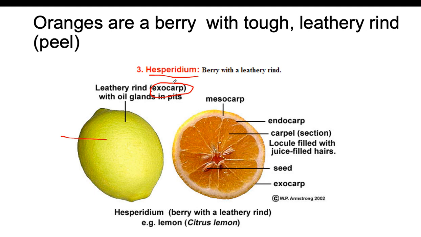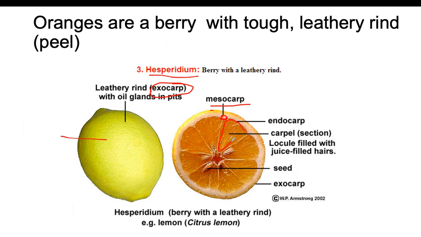That nice fragrance that you get of lemon and orange is going to be in that exocarp. All right, just deep to the exocarp, you have that white part. That's called the mesocarp. A lot of times that can be kind of bitter when you're peeling an orange. Sometimes that stays on there and you have to peel that off. It may not taste so great. And then just below there is the endocarp.